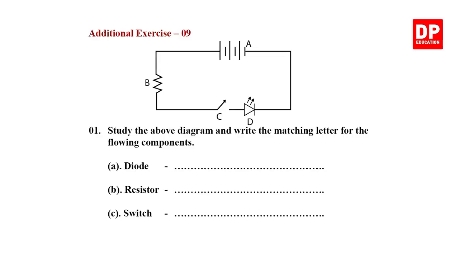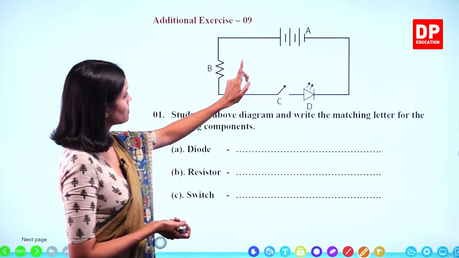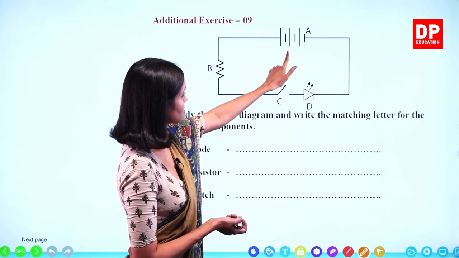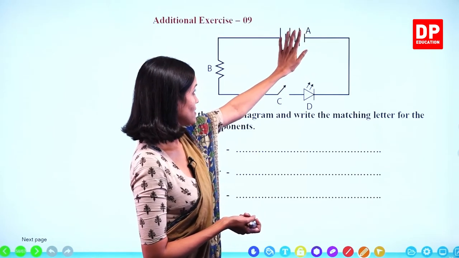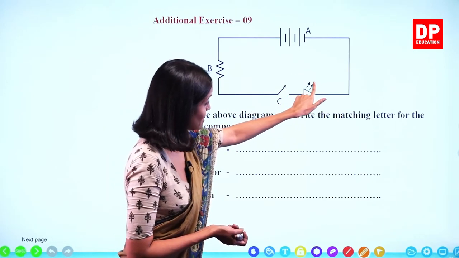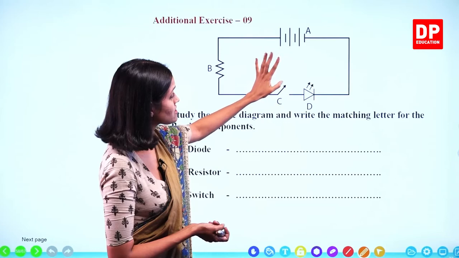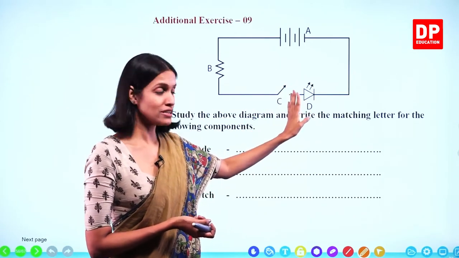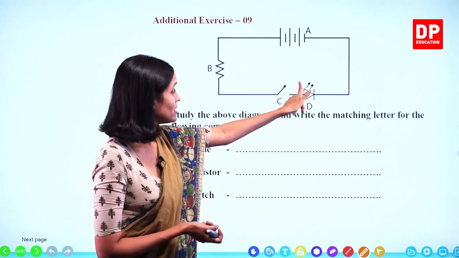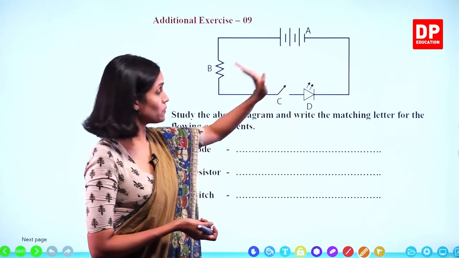Right, exercise number 9. Carefully observe this circuit, children. What can you see? You can see there are three dry cells. Look at this. Three cells are there. Okay, that is named as A. Look at this, children. What does this circuit symbol indicate? This is for LED or light emitting diode. What is the difference between the symbols of a normal diode and a light emitting diode? In the normal diode, these two arrows are not there, right? But in the light emitting diode, along with the normal diode symbol, these two arrows are also there, okay?